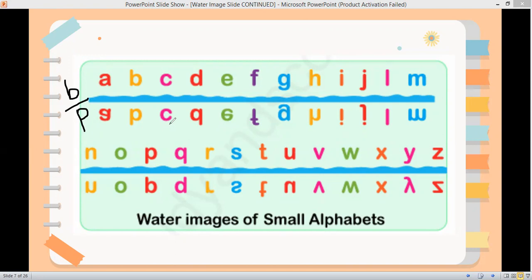So we can see that c, l, o, x remains same in this case. It does not change. Others all are changing.